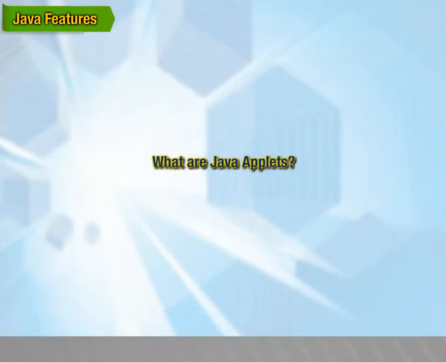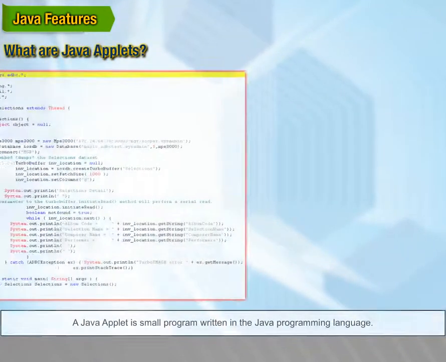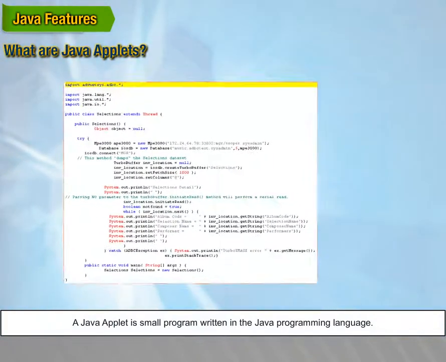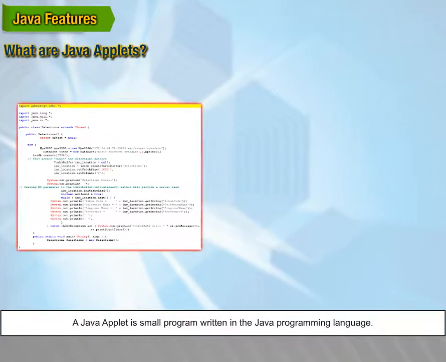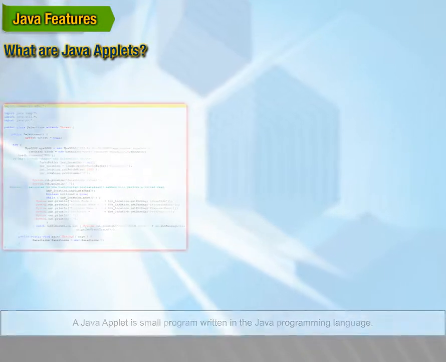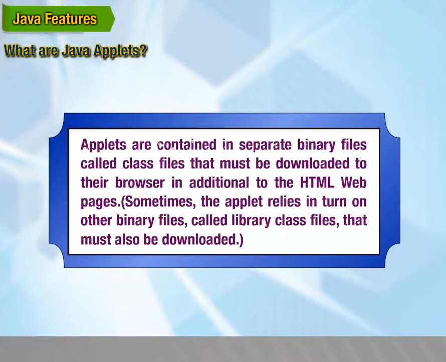What are Java applets? A Java applet is a small program written in the Java programming language. Applets are contained in separate binary files called class files that must be downloaded to the browser in addition to the HTML web pages. Sometimes the applet relies in turn on other binary files called library class files that must also be downloaded.